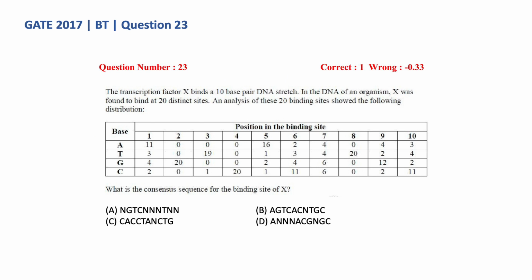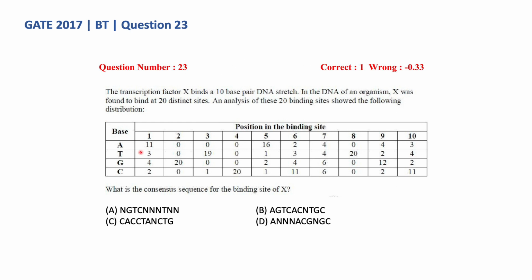Hi all, we are looking at question number 23 from GATE Biotechnology 2017 paper. So the question is, the transcription factor X binds a 10 base pair DNA stretch. So in the DNA of an organism, X was found to bind at 20 distinct sites. An analysis of these 20 binding sites showed the following distribution.